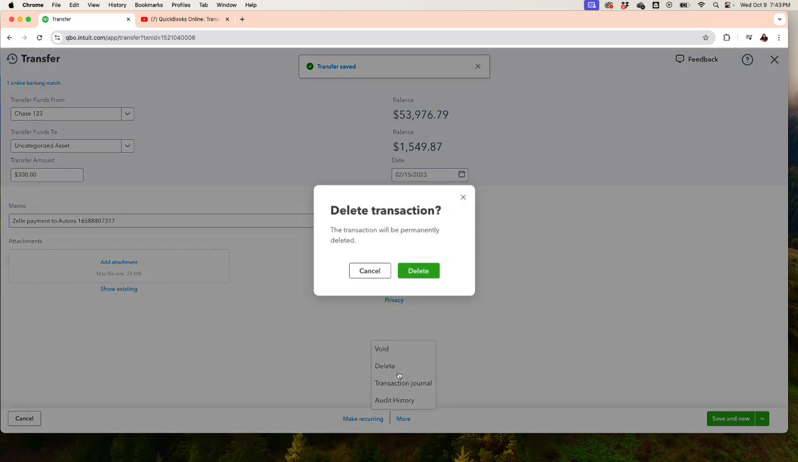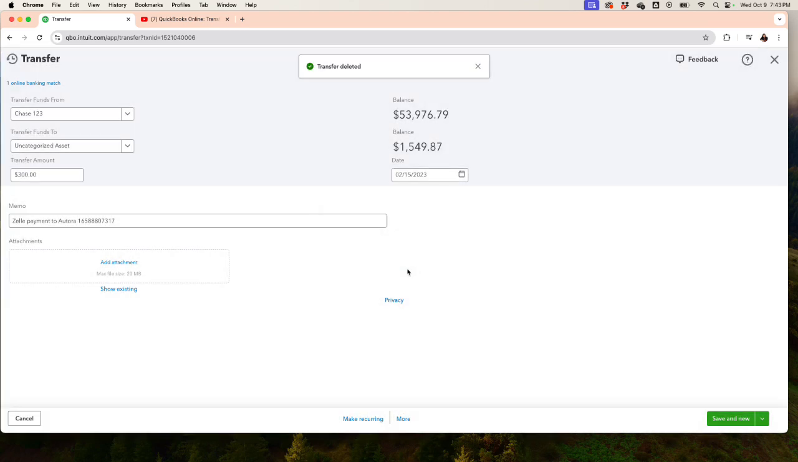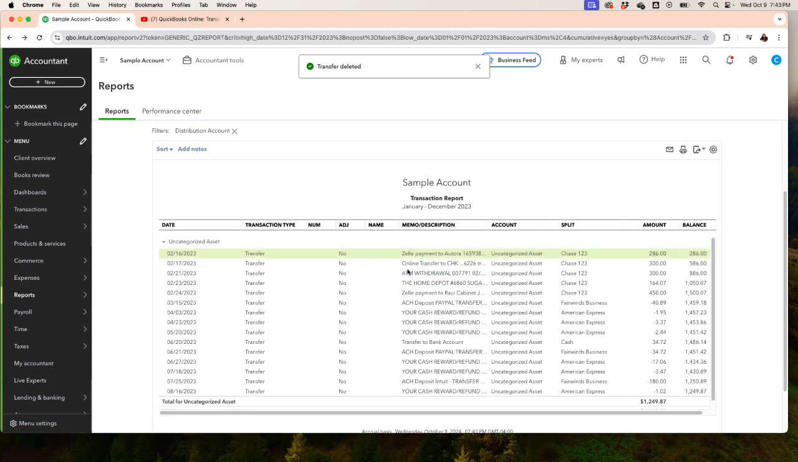If you are reconciled, it's going to scream at you and say, oh, you already reconciled this account, so you're going to mess up your reconciliation. That's true. I'm going to show you how to fix it, or if you can undo the reconciliation. If you have many of those, the best way is just to undo the reconciliation and then redo it again.